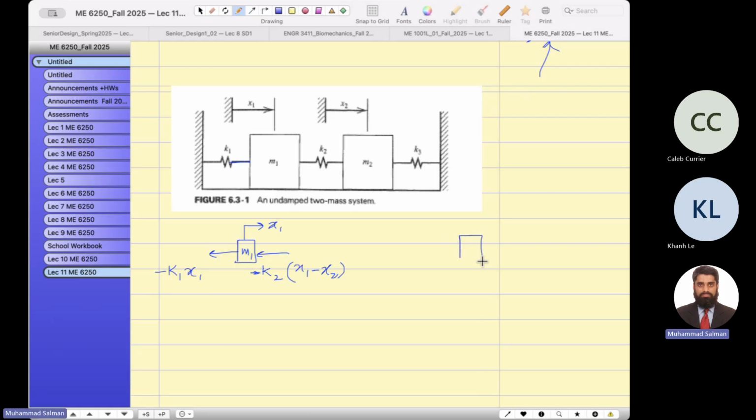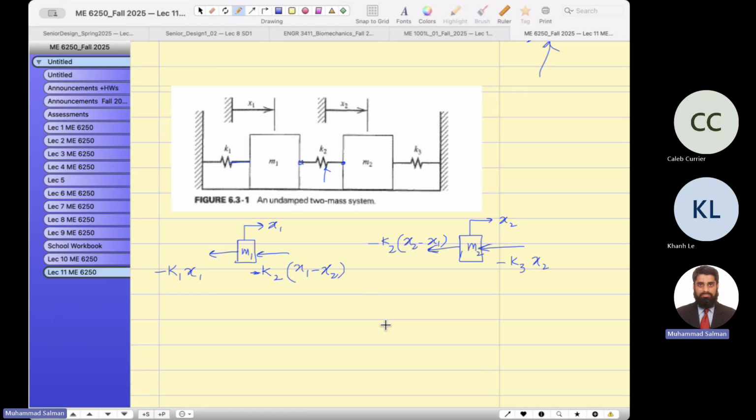And for this free body diagram, when this mass moves to the right, the spring pushes to the left with the force negative k3 x2. This mass will also experience the force negative k2 times (x2 minus x1), because this end is also moving, so you have to find the net deflection in the spring, using this free body diagram.